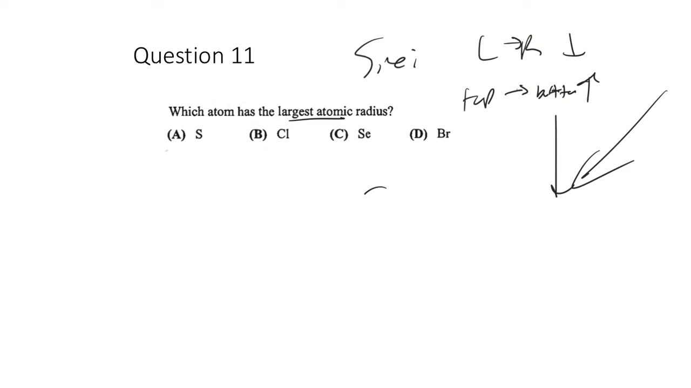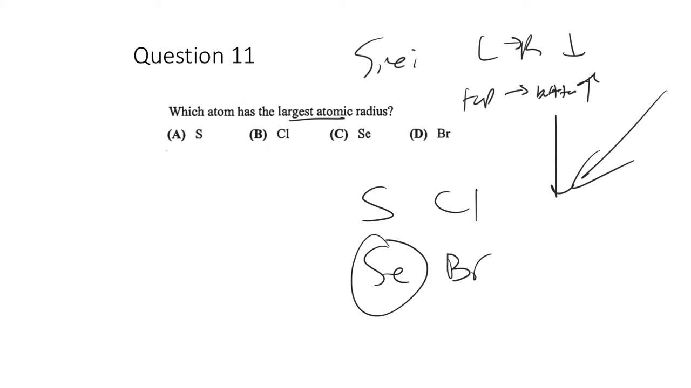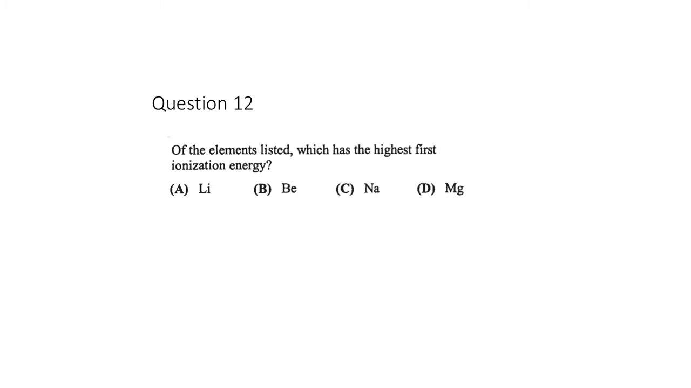And so let's reconstruct our periodic table. So S, Cl, selenium, bromine. And so this is going to be our biggest. So our size decreases to bromine. Bromine is smaller than selenium. Chlorine is smaller than bromine. Sulfur's smaller. So these are definitely smaller. Chlorine is smaller than sulfur. Selenium bigger than bromine. So selenium is the biggest one of these four.